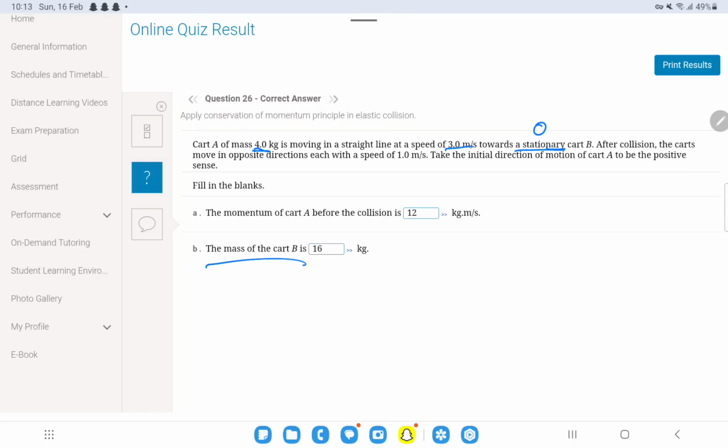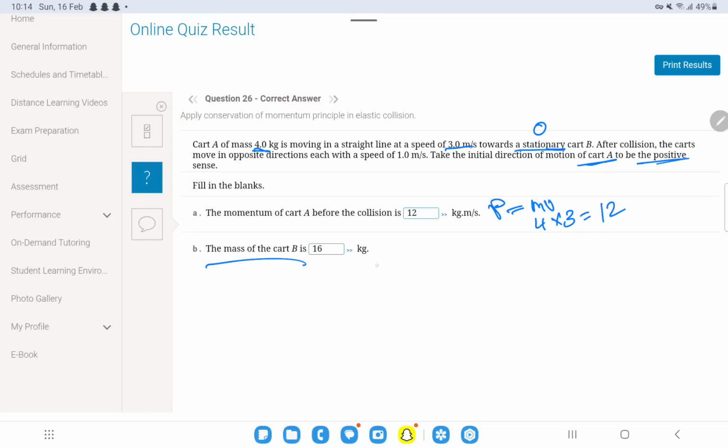The carts move in opposite directions, each with speed of 1.0 meters per second. And here they told us that the initial direction of motion of cart A is the positive. So for part A they want the momentum of cart A before the collision. So P equals mv, m is 4 and v is 3. So P is 12.